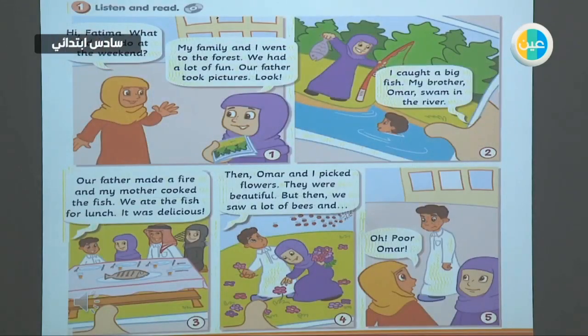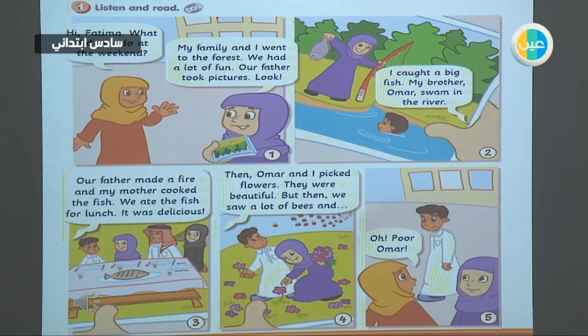What can you see here? Here we have some pictures. We have 5 pictures, and we have here a story of a girl. Her name is Fatma, and she is talking about her weekend. What did she do in the weekend? At the weekend, she is talking to her friend. The girl is Fatma. Look at number one. Fatma is holding some pictures. These pictures are about the weekend, the activities or the events of the family's weekend.